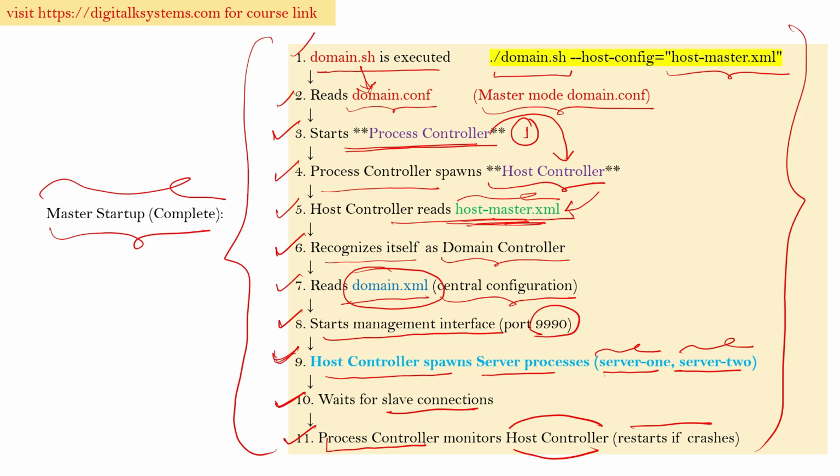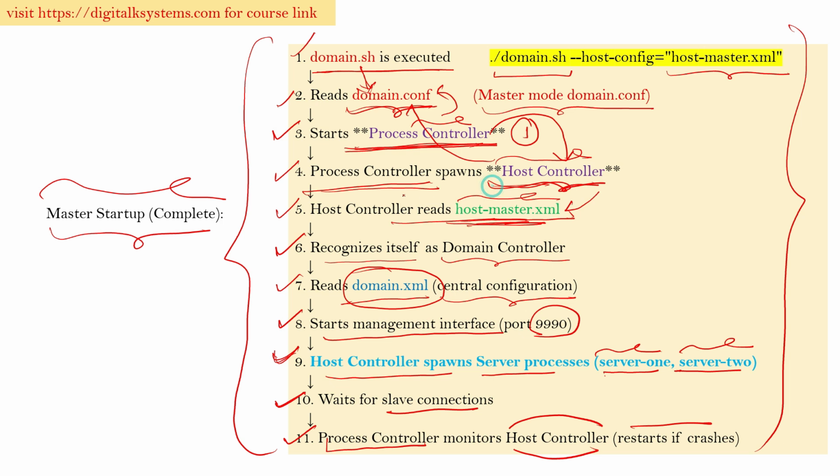And let me quickly rephrase that. Domain.sh is the main script that we use to start your domain controller in the domain mode. First, it reads the domain.conf file, and then it starts the process controller. This process controller's heap size is defined in this domain.conf file. And then your process controller is going to start your host controller, and this host controller's heap size is again defined in the same domain.conf file.